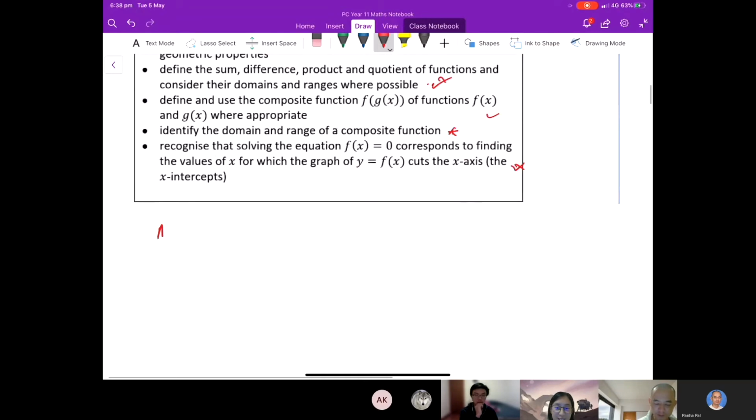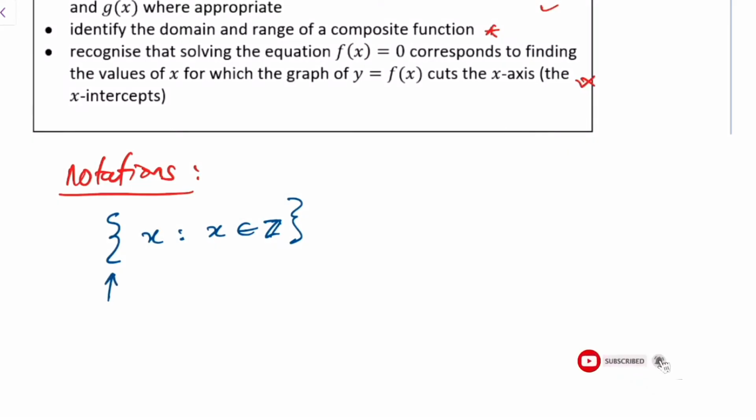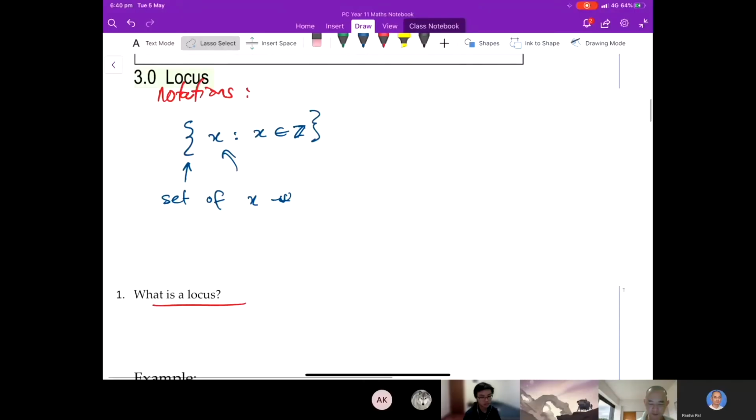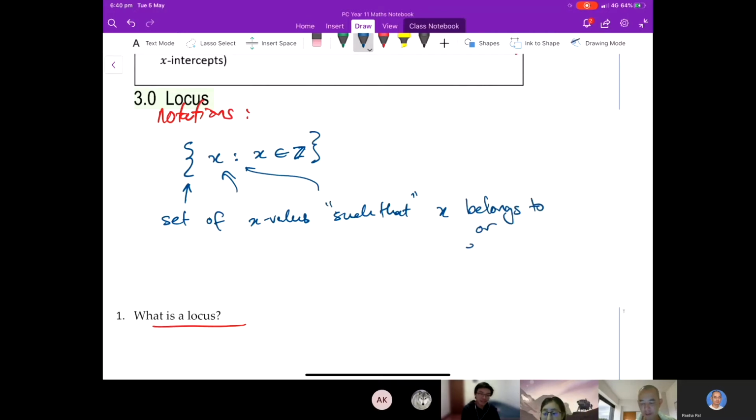Okay, so some further notations, some more notations to learn. First, I think you understand this symbol already. What does this mean? Somebody? What's that symbol? Set of X. Good. The set of X values. Then such that. The element of X. You can say element of.